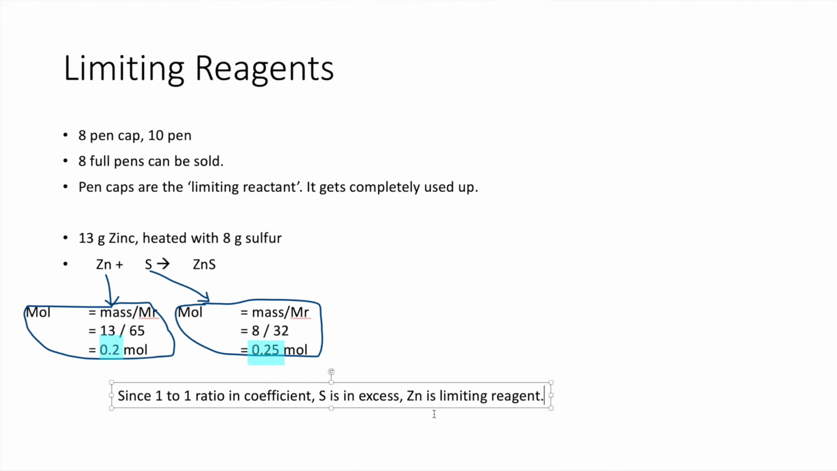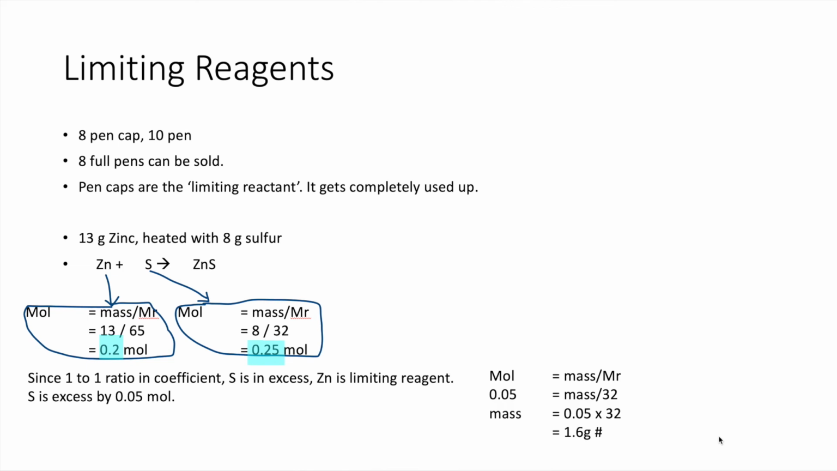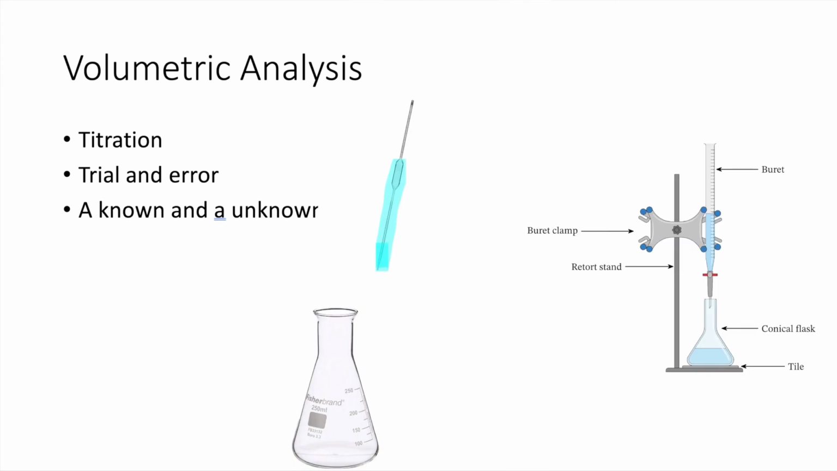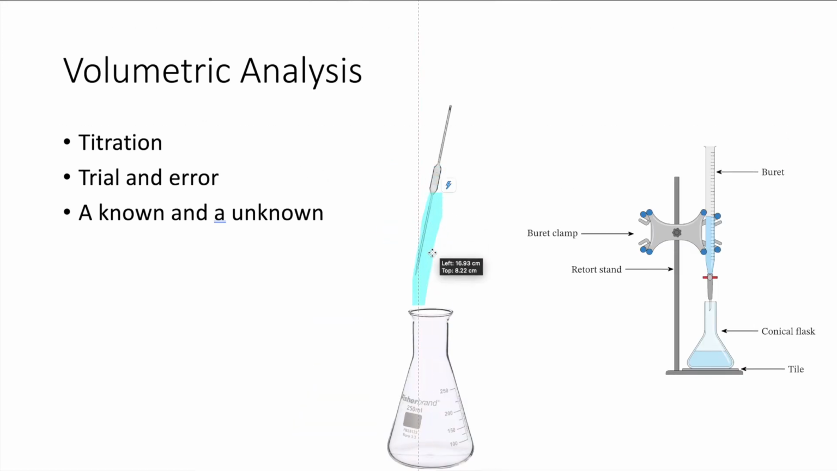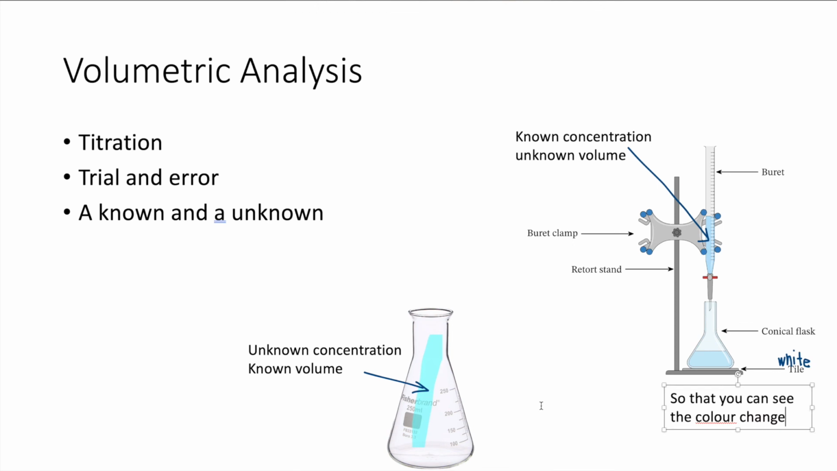And finally, we go on to volumetric analysis. Mainly, this talks about titration, and titration is a bombastic word just to describe trial and error in terms of finding how much volume is needed to neutralize something else completely. Okay, so of course in science, a certain factor must be known and a certain factor must be unknown. So you take the known one and you put it into the burette, and the unknown concentration you put into the pipette, into a conical flask with a certain amount of indicator.